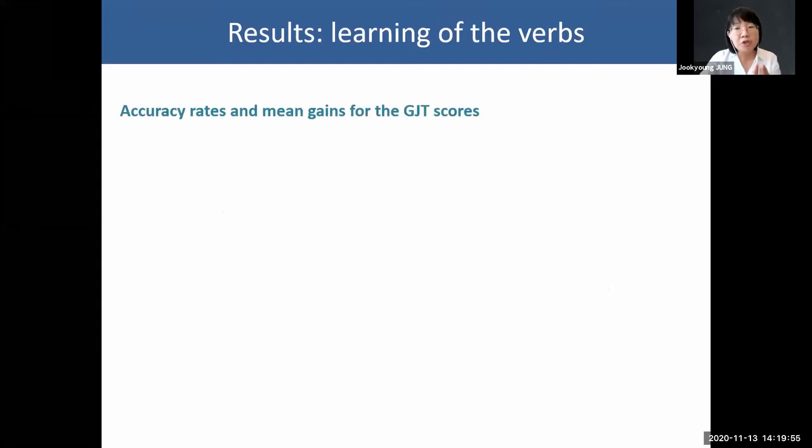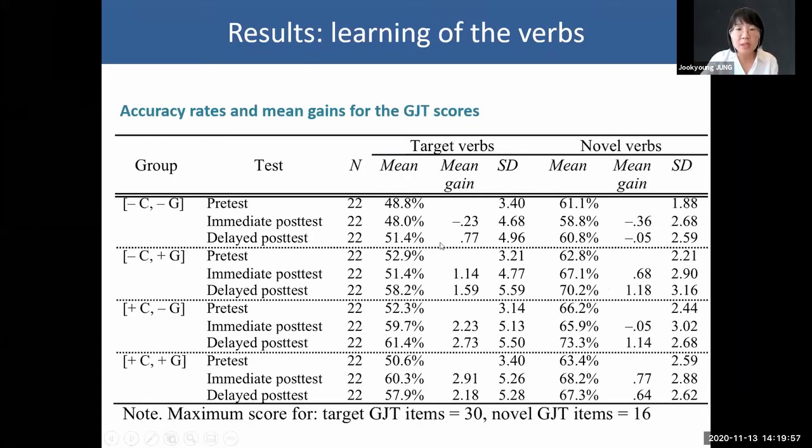And when it comes to the GETA scores, as you can see here, these are the scores for the target verbs, meaning the unaccusative verbs that were contained in the reading passages, and the novel unaccusative verbs that were not included in the reading passages. And again, the reason that I included these novel verbs was to see if the learning from the target unaccusative verbs could be transferred to these novel cases.